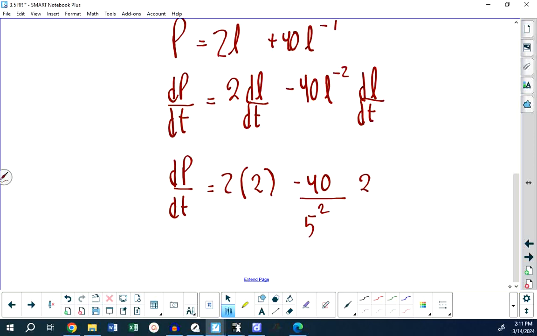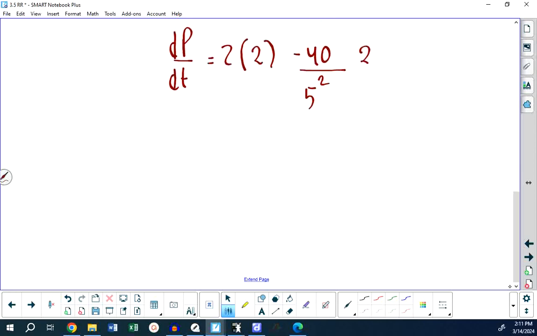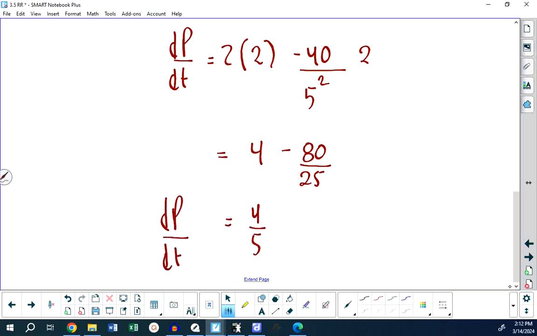Just want to run that through my head again. Yeah, I think that's fine. So what do we get? We get 4 minus 80 over 25, which is 100, which is 20 over 25, which is 4/5. Can somebody please run that through a calculator or your brain for me?